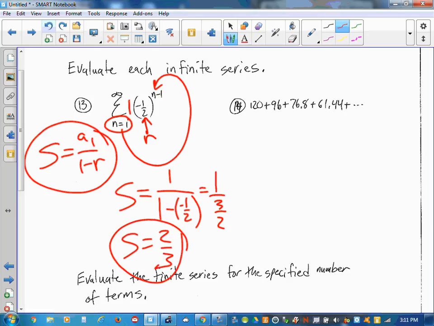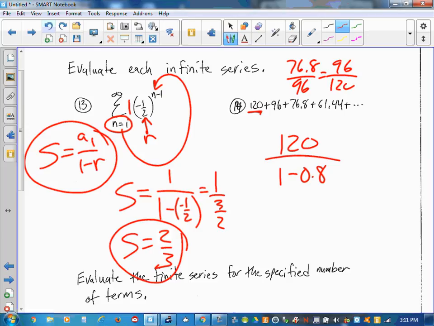All right, the next one's the same thing. The first term is sitting right there for free. It is 120, and then if you ratio all these out, you get the common ratio is 0.8. So how do I get that? Well, I did 76.8 divided by 96, and that's the same thing as 96 divided by 120. It's 80%. So again, you type this in your calculator and you get an answer of 600.